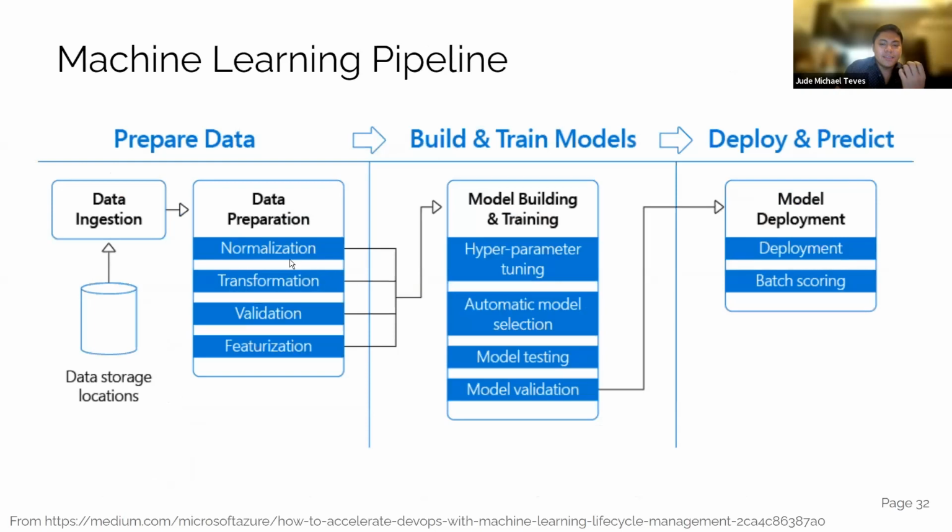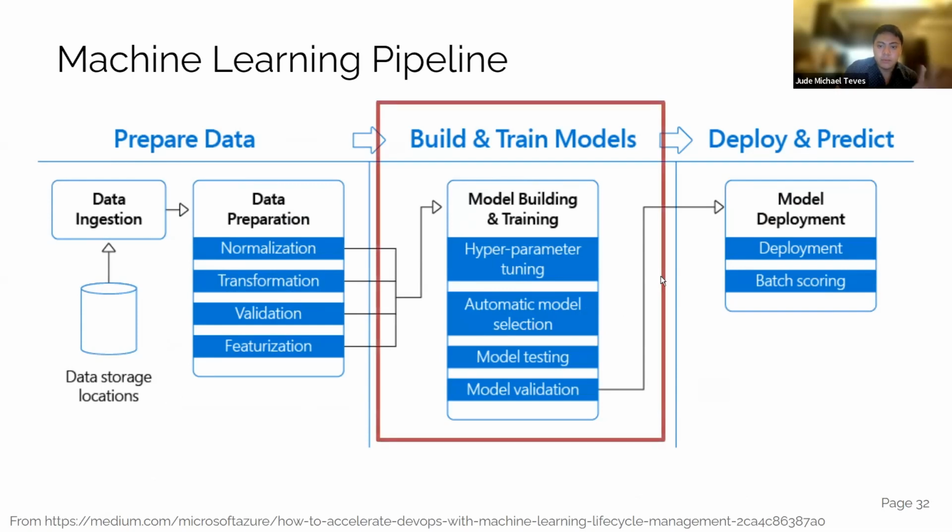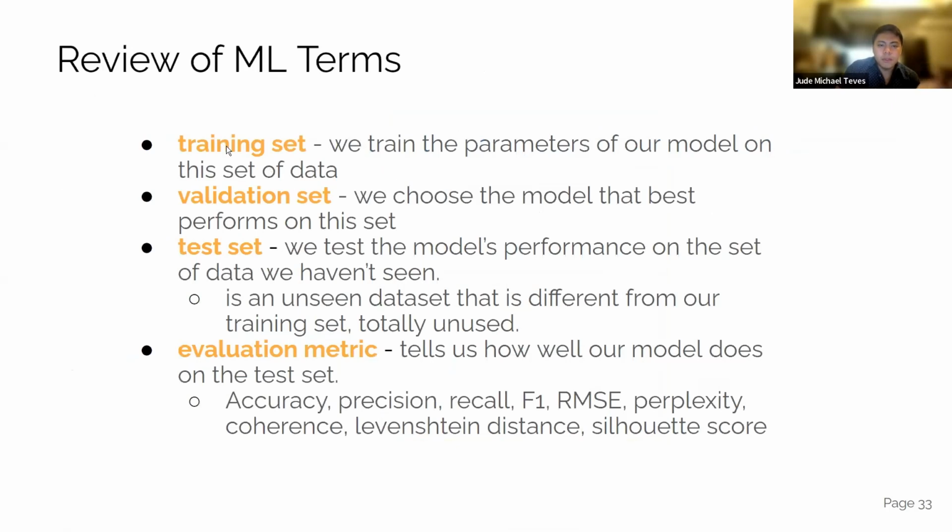Okay. So for the machine learning pipeline, we have already discussed this, the preparation of data, right? You could perform all those things, normalization, transformation, and whatnot. Now, when you're trying to train your models, you could do hyperparameter tuning, right? We've already discussed this before, but let's do it again. So some review of ML terms if you forgot: training, validation, test set, and the evaluation metric.